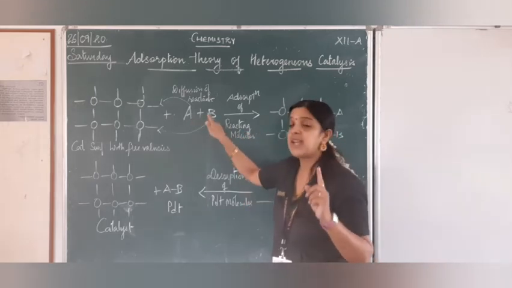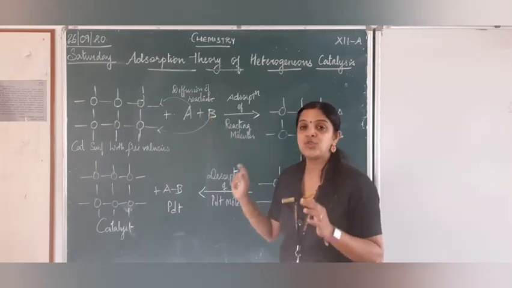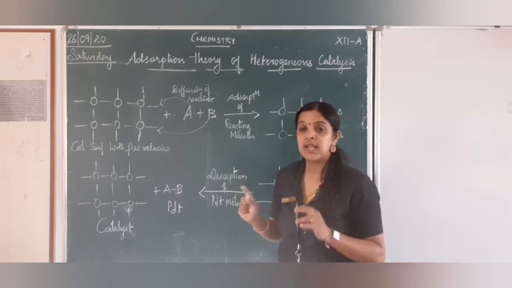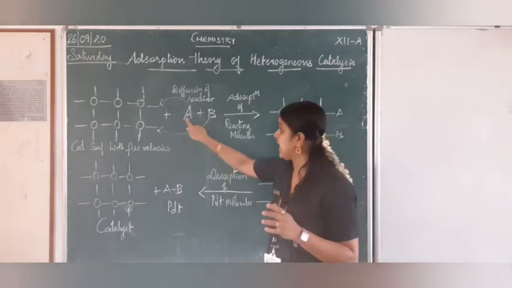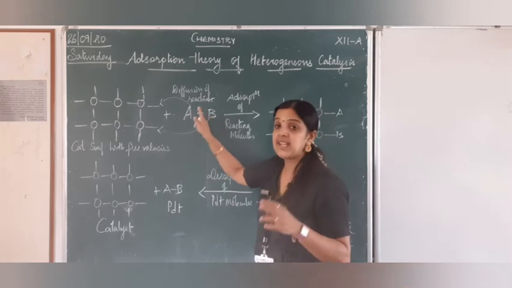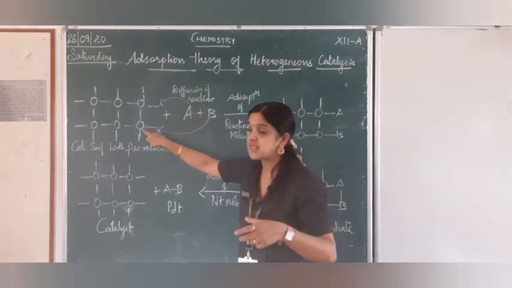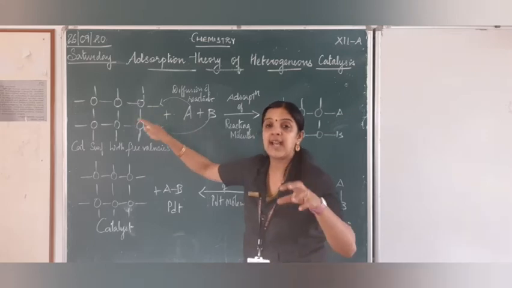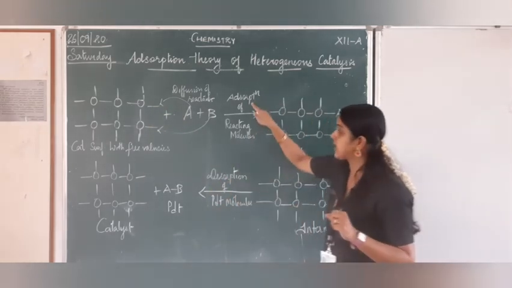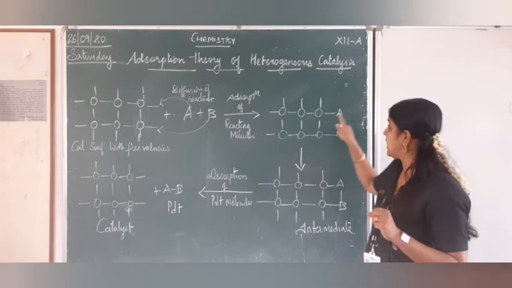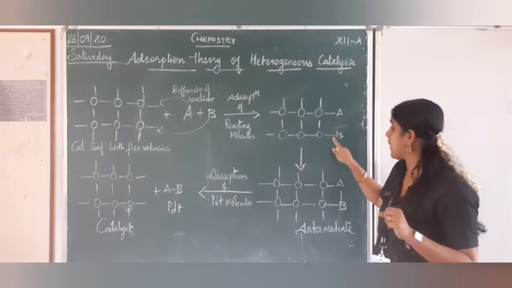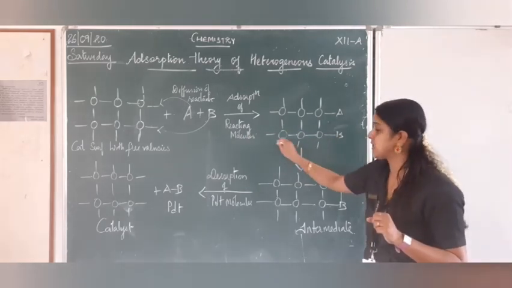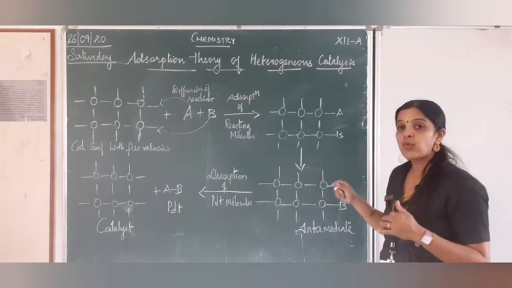So, when A and B are combining together, it should give me AB as a product. But how does this happen? A and B, when they get exposed to a catalyst, get diffused on the free centers which are available on the catalyst surface. So, adsorption of the reacting molecules: A comes and attacks one center, B comes and attacks one center. After that, what happens?